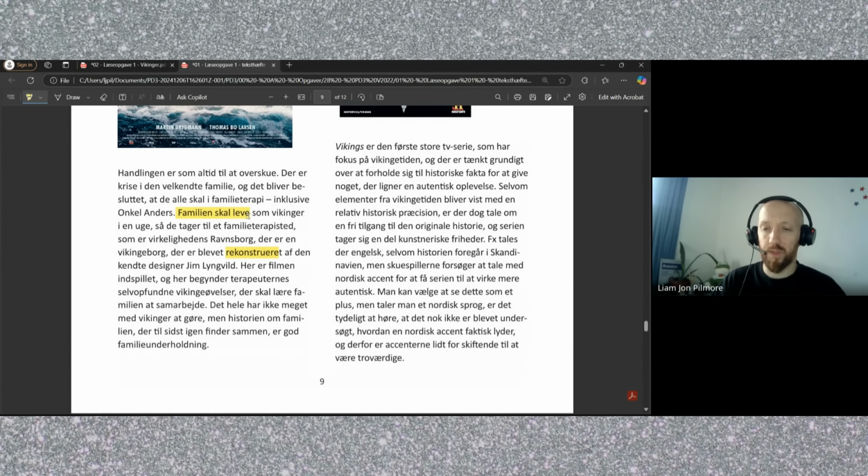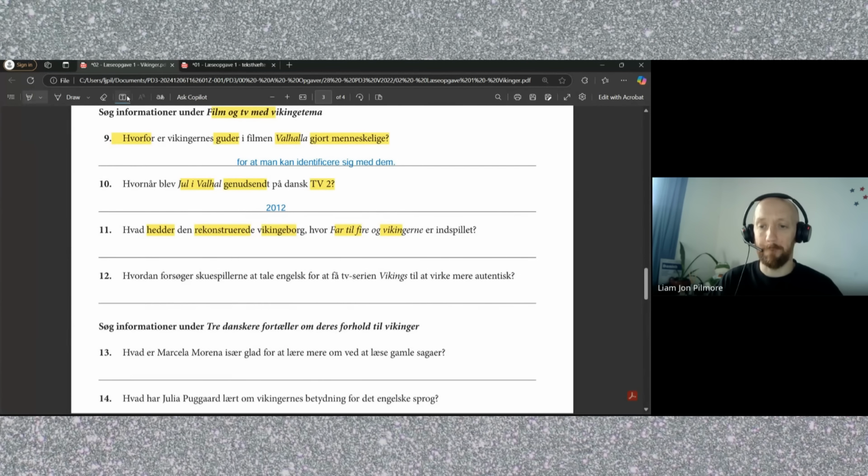Familien skal leve som vikinger i en uge, så de tager til et familieterapisted, som er virkelighedens Ravnsborg. Der er en vikingerborg, der blev rekonstrueret af den kendte designer Jim Lyngvild. Sådan. Easy, right? We had one earlier, there was a name. This one is also a name. What is it called? It's called Ravnsborg. Sådan. Boom. Pretty happy with that. Ravnsborg. So, a little trick, whenever you're looking for a name, you're always looking for a capital letter.